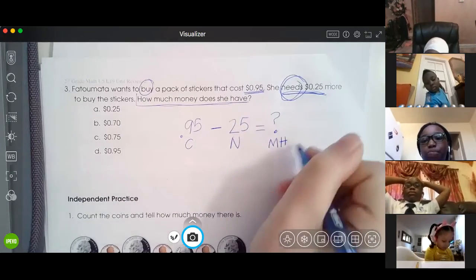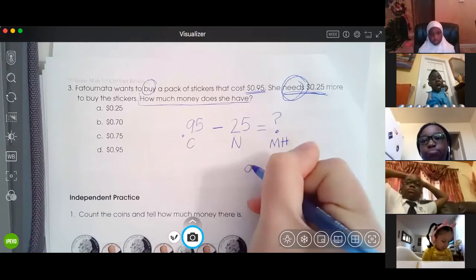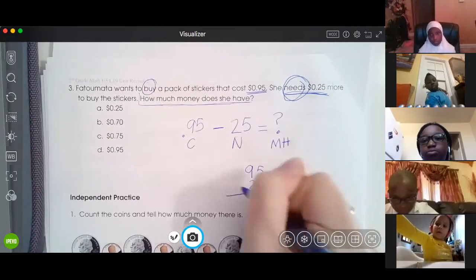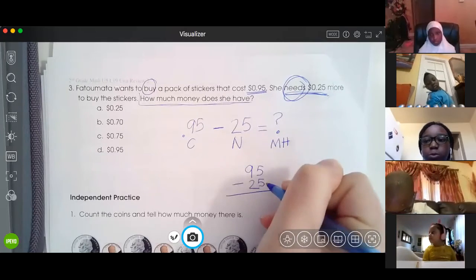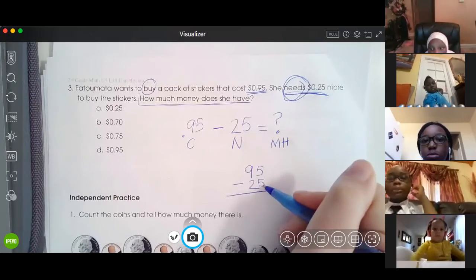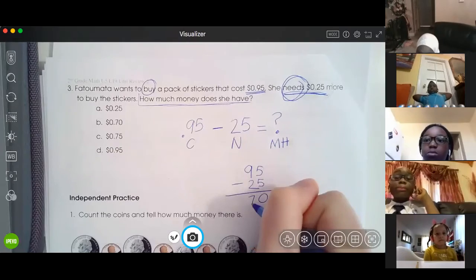All right, so great job coming up with a plan to solve. I'm gonna use standard algorithm. You can use whatever strategy you want to solve. So I'm gonna subtract 95 and 25. When I subtract, the bigger number has to go on top. So 5 minus 5 is 0, and 9 minus 2 is 7.